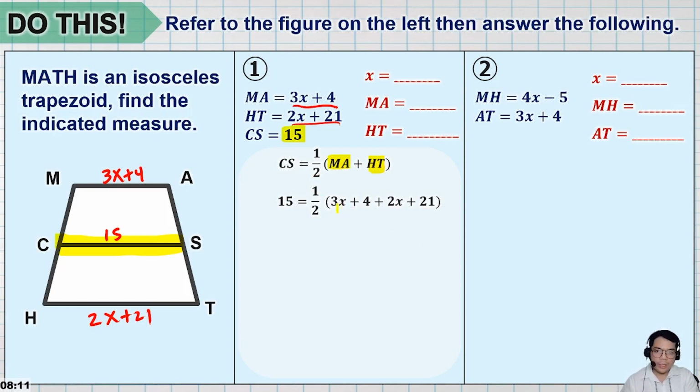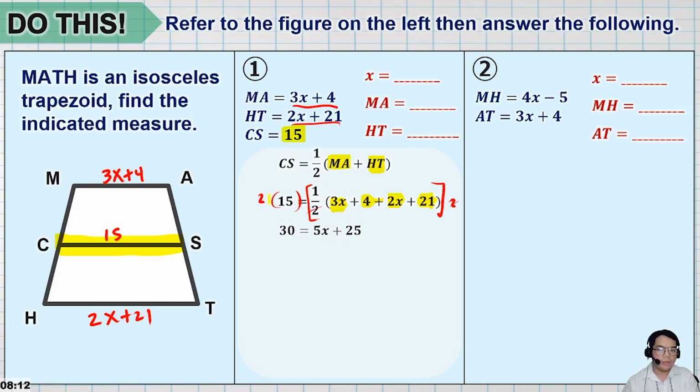Una, simplify muna natin to. 3x plus 2x is gonna be 5x. And then 4 plus 21 is 25. Therefore, we'll be having, ayan, 1 half of 3x, ay 1 half of 5x plus 25. But kung mapapansin nyo, nawala na yung 1 half, di ba? Naging 30 na to. Kasi nag-multiply na rin both sides by 2. Kaya nawala na yung 1 half kasi na-divide na siya with, na-simplify na siya with 2.